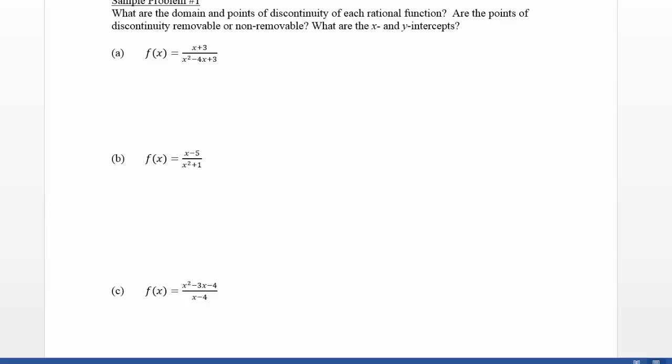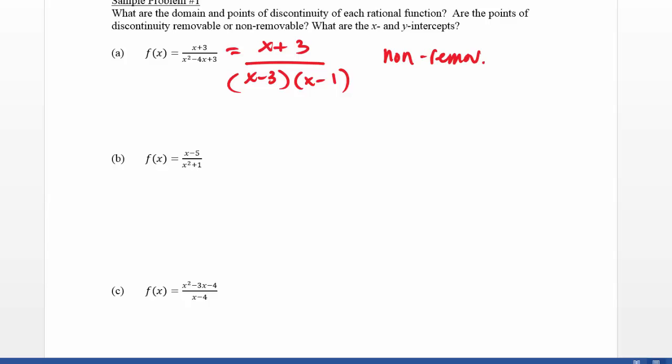The first thing we're going to do in order to figure this out is we're going to go ahead and factor the denominator and get a simplified version of this. And the first thing that we notice is there's no factors that can be canceled out. So this is non-removable.